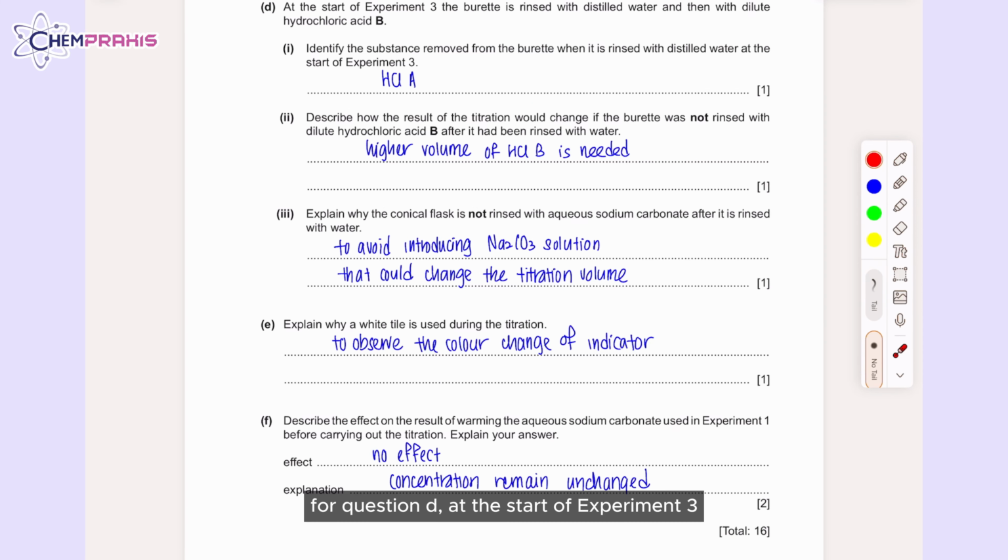For question D, at the start of experiment 3, the burette is rinsed with distilled water and then with dilute hydrochloric acid B. Identify the substance removed from the burette when it is rinsed with distilled water at the start of experiment 3. The burette before that is used for experiment 1 and experiment 2. But in terms of experiment 2, before that, the burette is used to store HCl A. So if we want to use it for experiment 3 and HCl B, we need to rinse the burette to remove this.